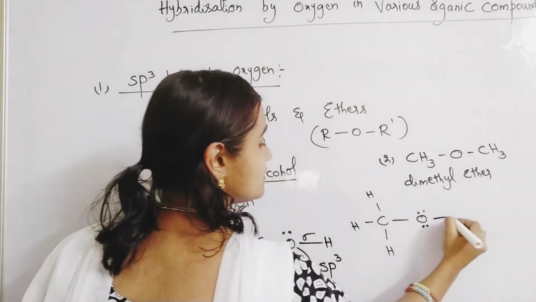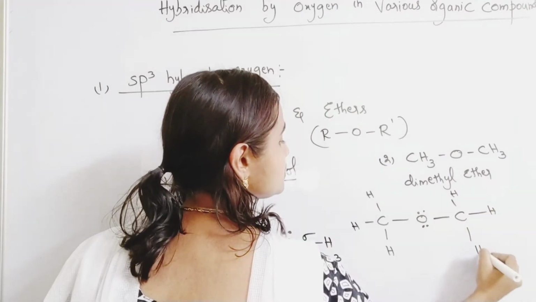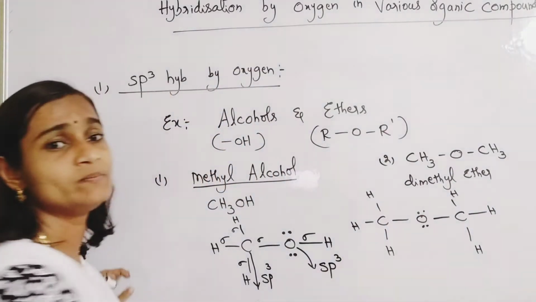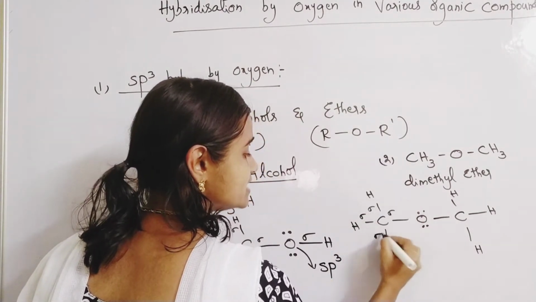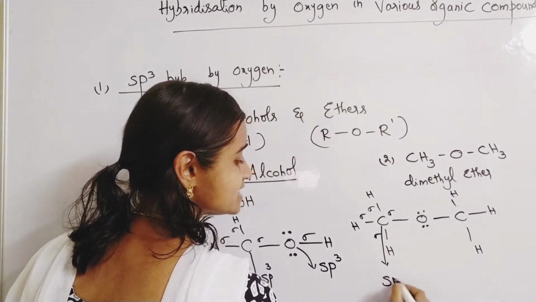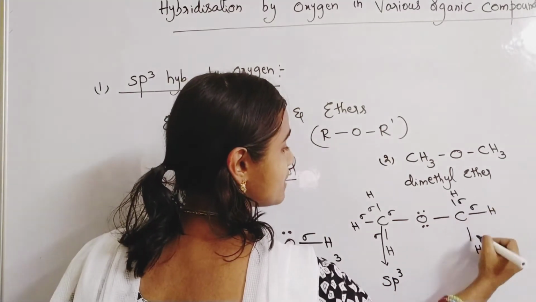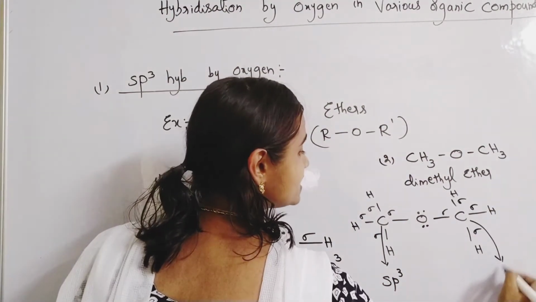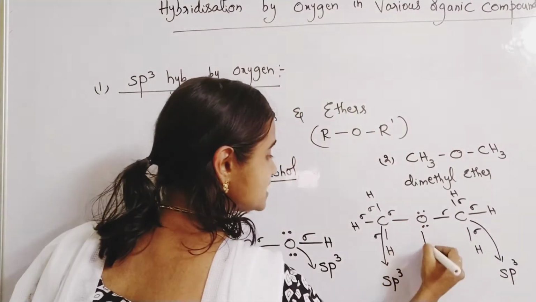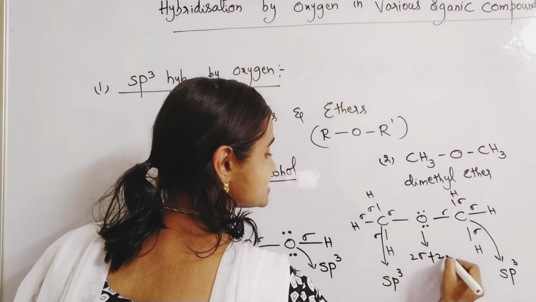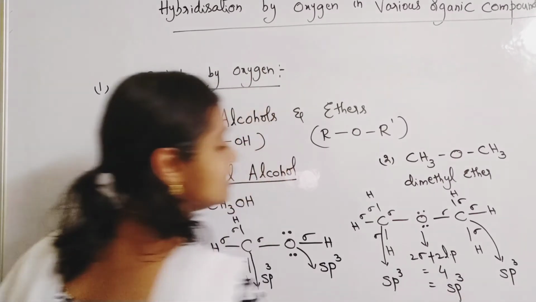Each carbon is undergoing sp3 hybridization, and oxygen is forming 2 sigma bonds as well as having 2 lone pairs of electrons. So oxygen is also undergoing sp3 hybridization only. This carbon's hybridization is what? 4 sigma bonds are there around each carbon. Here also 4 sigma bonds are there. So each carbon is exhibiting sp3, and oxygen has 2 sigma bonds and 2 lone pairs. So total is 4, and 4 means its hybridization is considered to be sp3.